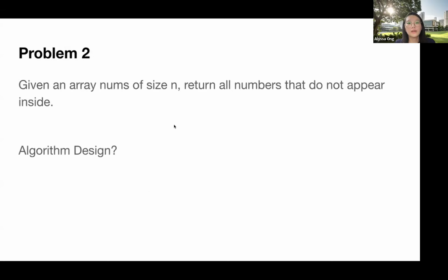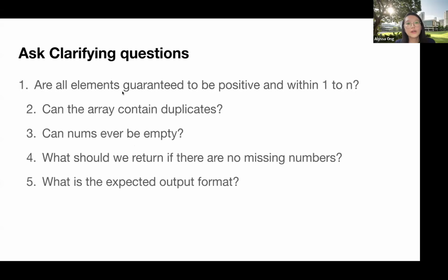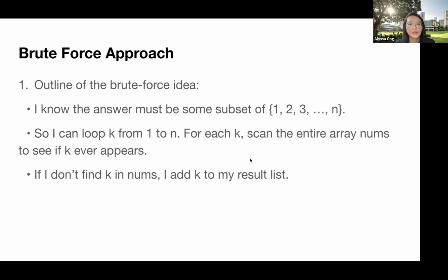So I'll be going through the second problem. The question will be: given an array nums of size n, return all the numbers that do not appear inside. So firstly, you should ask clarifying questions. Are all elements guaranteed to be positive and range from 1 to n? Secondly, can the array contain duplicates? Can nums ever be empty? What should we return if there are no missing numbers? And what is expected for the output format?